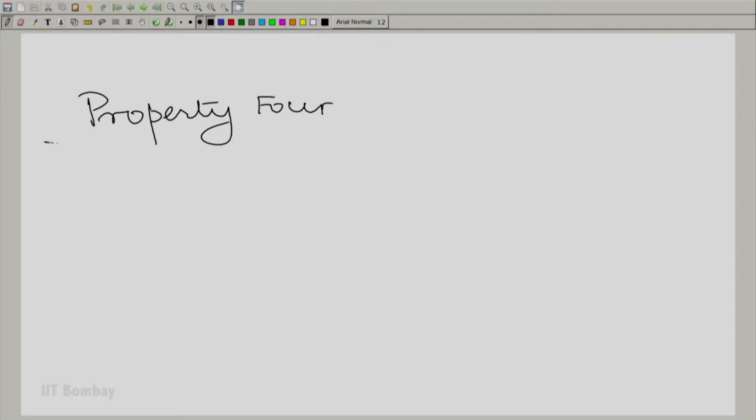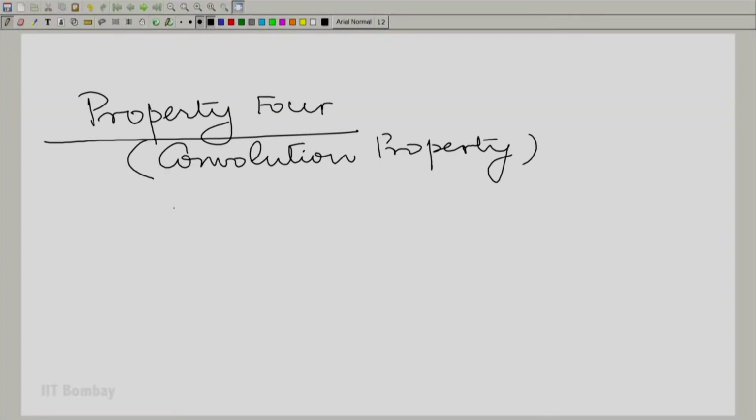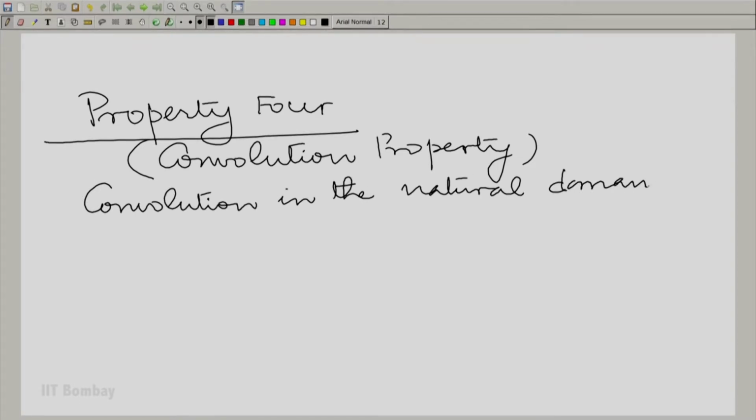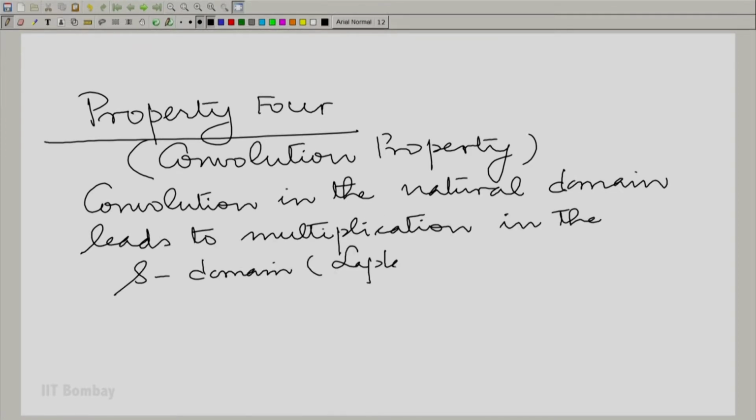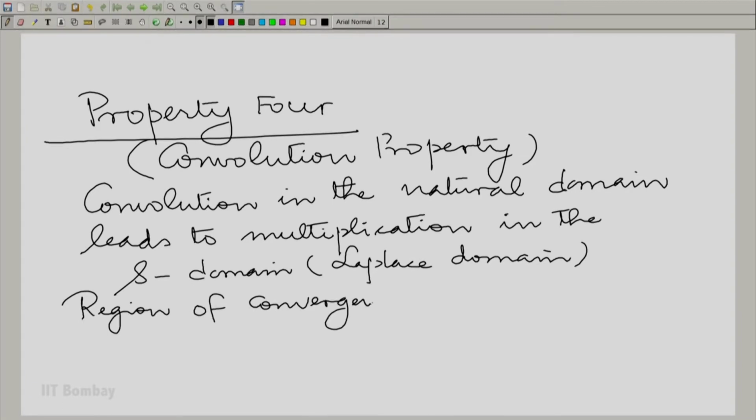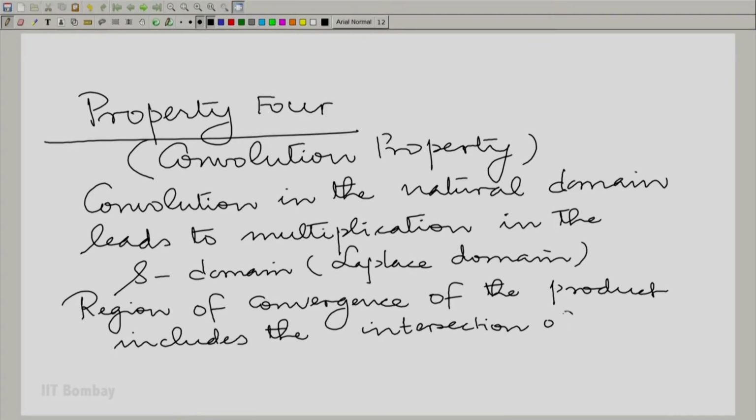So, let us say property 4. It says that convolution in the natural domain leads to multiplication in the Laplace domain. All that we can say is that the region of convergence of the product of the two Laplace transforms includes the intersection of the regions of convergence of the original two Laplace transforms. We can't really say more in general.